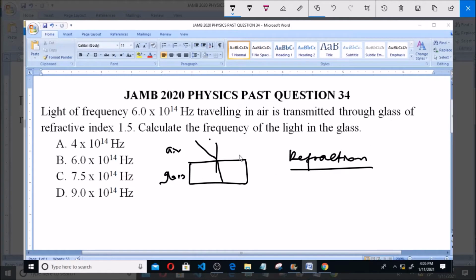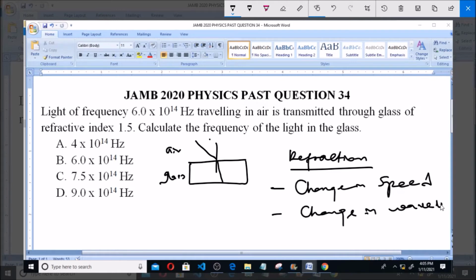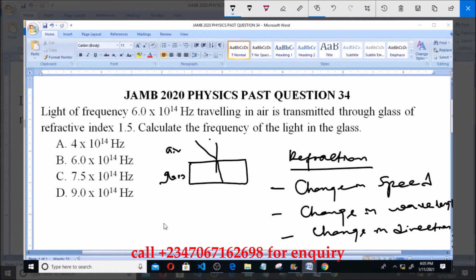Now, because this light passes from a less dense medium to a denser medium, which is the glass, it will be refracted. Now, there are certain changes that occur to this light. One, there will be a change in speed of the light. There will be a change in wavelength, and there will be a change in direction. But one thing will not change, and that is the frequency. The frequency of the light will never change, no matter the medium which it crosses.